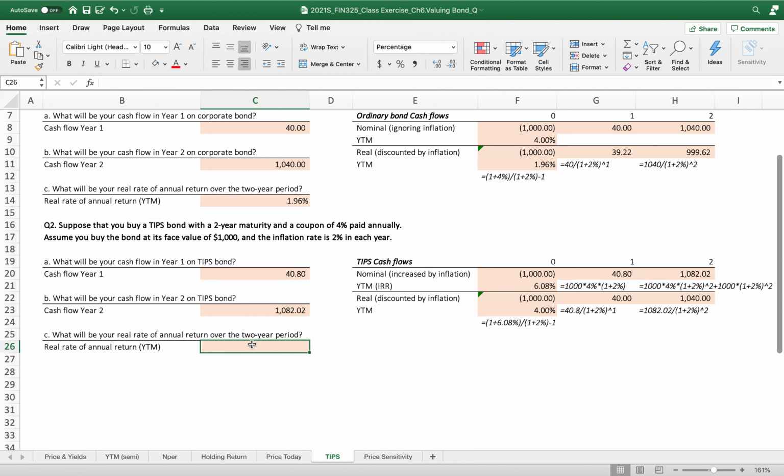1,082.02, and then the real rate of annual return, even though we consider the inflation discount, because the cash flows distributed are increased by the inflation. So when we consider the inflation, discounted by the inflation again, we got the real value, the actual cash-out amount, $40.